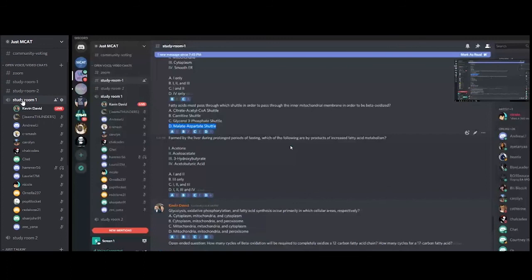Again, not super high yield. If your eyes are glazing over and you don't know what I'm talking about, that's okay. Don't worry about it. It's super low yield on the MCAT. Make some note cards, flashcards on it, and move on.